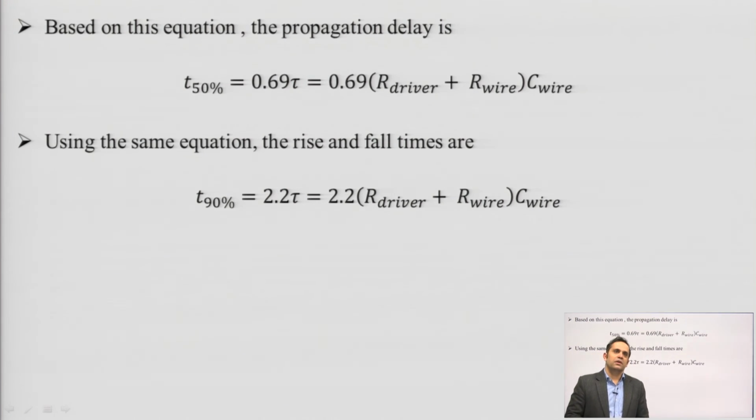Based on this, once you have this tau RC time constant, you can calculate the 50% propagation delay, which is the time it takes from when the signal appears at the input to when 50% of it appears at the output. That is the propagation delay. Using the same equation, you can calculate the rise and fall times, how much time it takes for the signal to rise from 0 to 90% of its final value or to fall from 90% of its final value. These are some of the formulas you can use for calculating the delays, rise time and fall time using the simple lumped RC model.